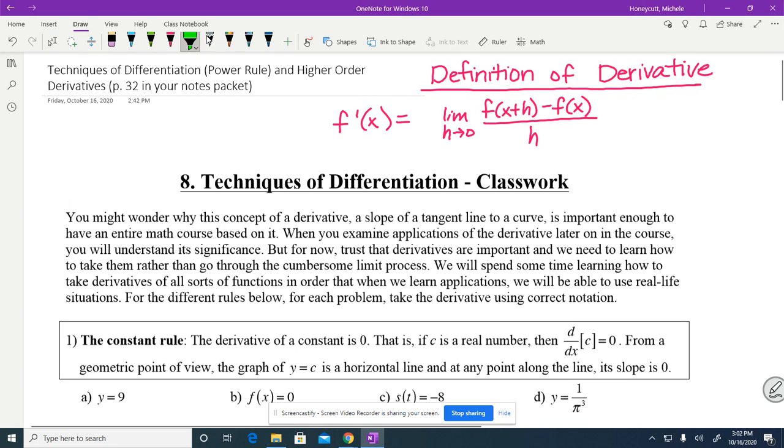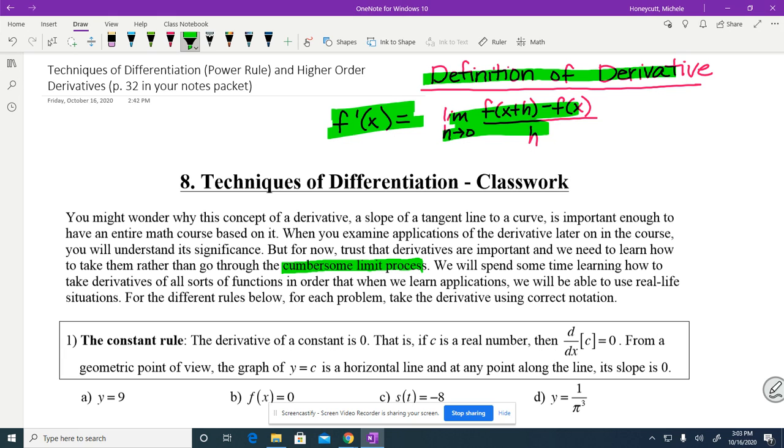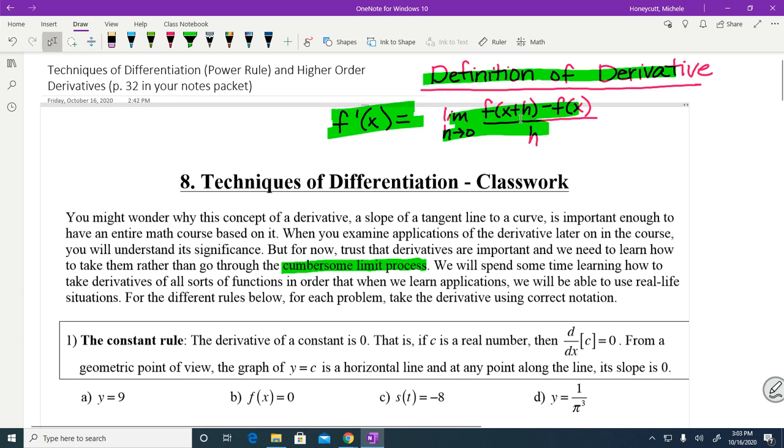Now, we have just spent the last lesson talking about the definition of derivative, and I gave you this limit definition. This is how you can calculate a derivative for any function. But it is a cumbersome limit process. It's a lot of work. So today's lesson is going to be all about showing shortcuts so that we can do derivatives in our head without having to write all that limit work down. Let me show you what I mean.